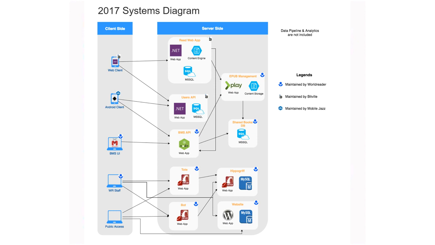Just to let you know, there's a division where we have some services on Azure, and then the rest are on AWS. And that division would be where it says Tote or Tote and Hippogriff. Those are all the Rails apps, all the Ruby on Rails apps, and they are on AWS, and the rest are hosted in Azure.